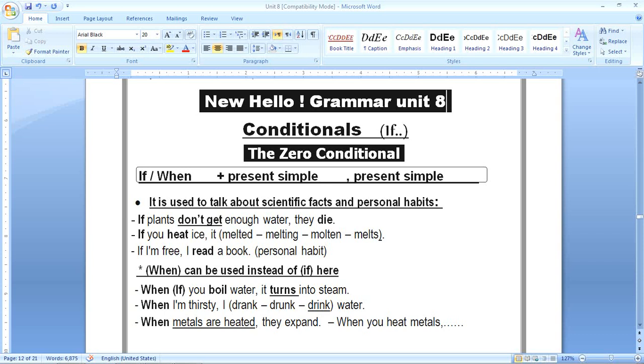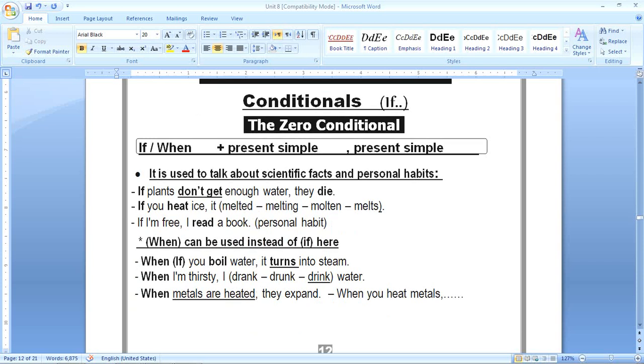Today we are going to study a new lesson. Let's start with the grammar of Unit 8. The grammar of Unit 8 today is about the conditionals, okay? Or if you'd like to say, they are called if conditionals.